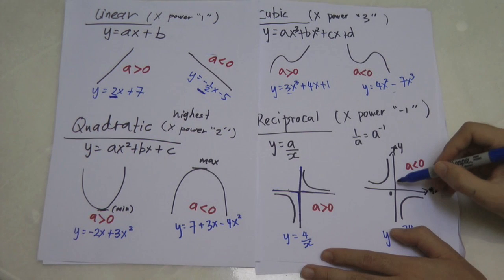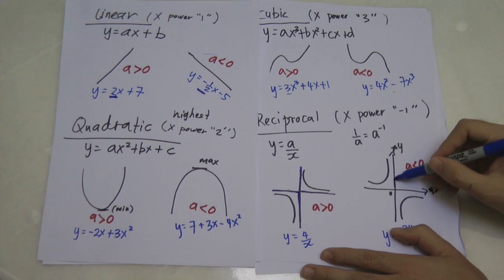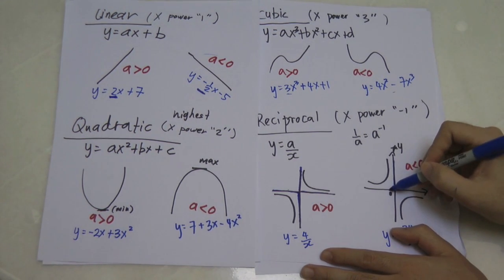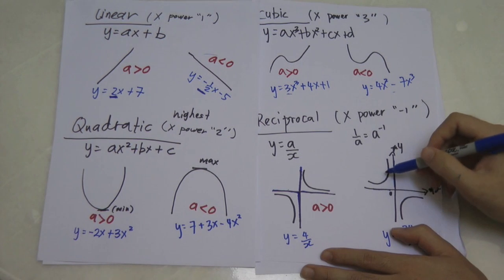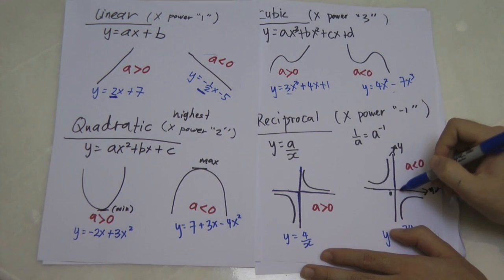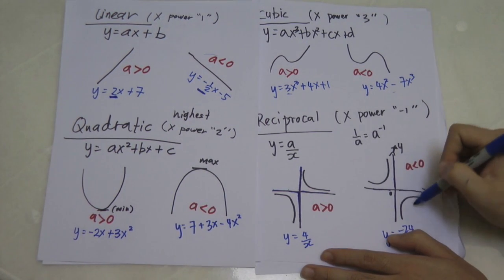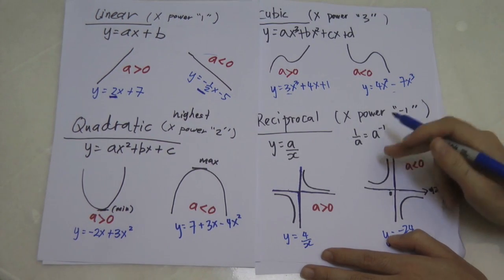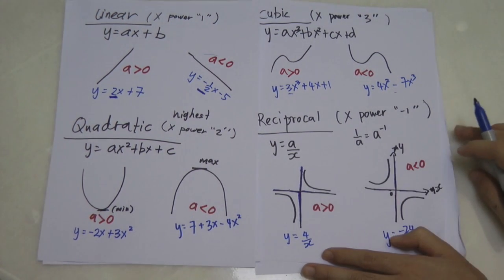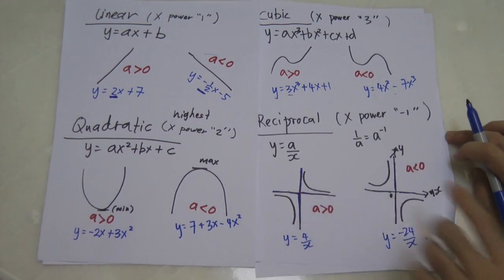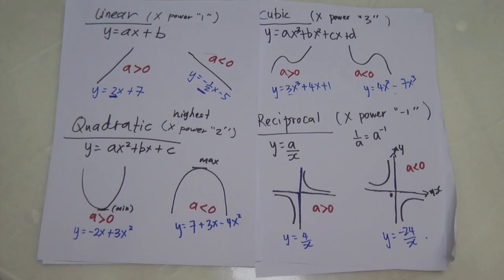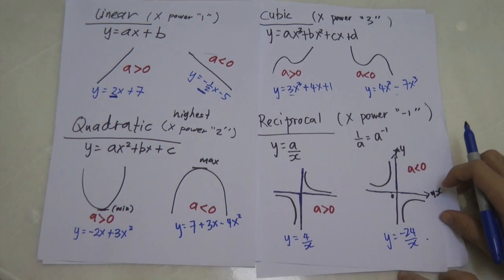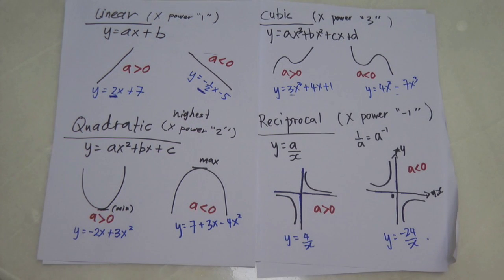Same here. You can see the y value over here is positive, but the x value is negative. So positive multiply negative will give you negative. Here you can see x is positive, but y is negative, so it will give you negative. So whenever it is negative, you must have 2 sides. Reciprocal is the only one where you have 2 separate curved lines. If you can understand this one, maybe let us move on.